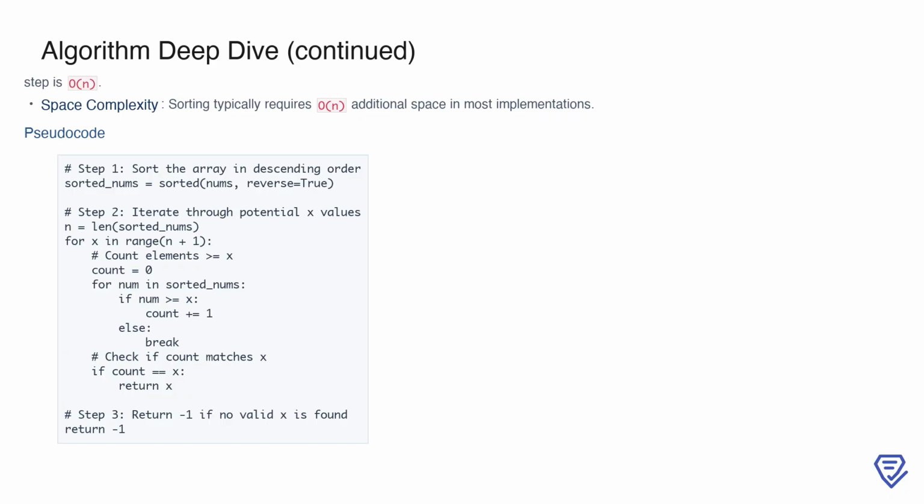If the count matches x, we return x as the result. If no such x is found after evaluating all possibilities, we return -1. The pseudocode also highlights the simplicity of the approach, where the key steps, sorting, iterating, counting, and checking, are performed sequentially. By leveraging the sorted order of the array, the algorithm avoids redundant calculations, ensuring efficiency. This approach ensures that we handle all scenarios, including edge cases, with clarity and correctness.